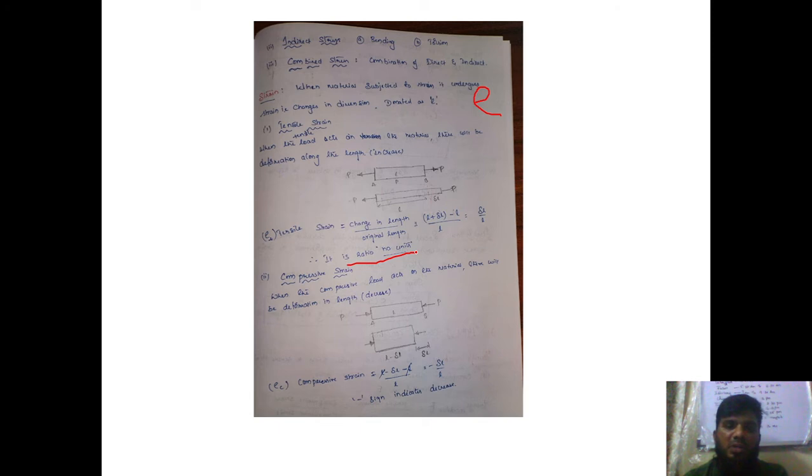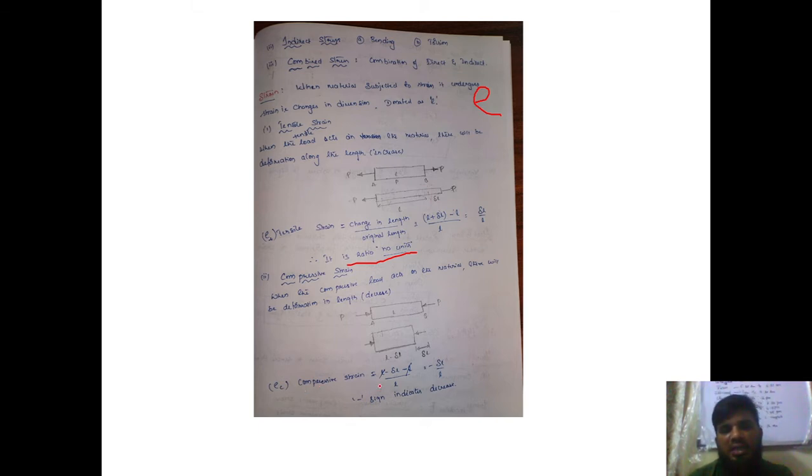Next is compressive strain. Here, the load is trying to push the object, whereas in tensile strain the load is trying to pull the object. So when it is trying to push the object, obviously the object will deform, decreasing in dimension.